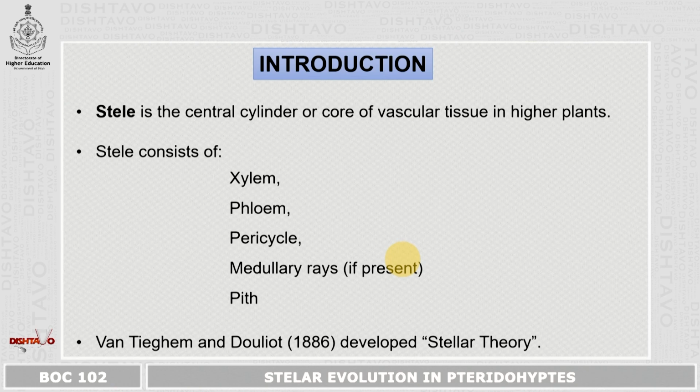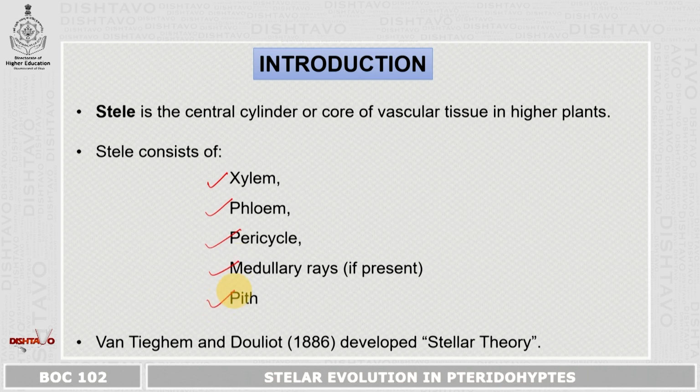What is a stele? Now, stele is a centrally placed cylinder or core of vascular tissue in higher plants. Stele consists of a few components, that is the xylem, the phloem, the pericycle, medullary rays if present, and the pith region.